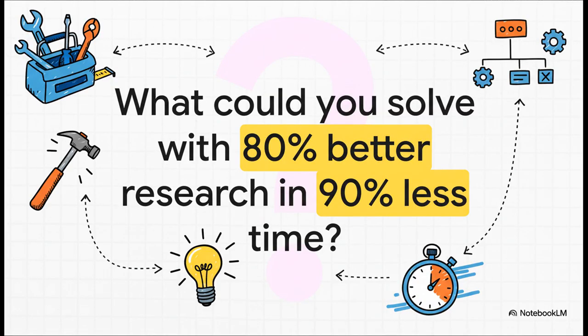So, here's the bottom line. For a long time, we've been using a hammer for a job that really needs a full toolkit. By shifting from a single command to a systematic process, you unlock a whole new level of quality and efficiency. So I'll leave you with this question to think about. What complex problem could you finally solve if your research was suddenly 80% more comprehensive and took 90% less time to complete?